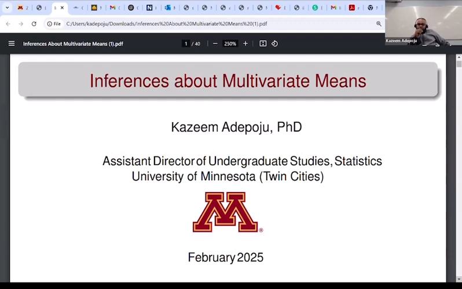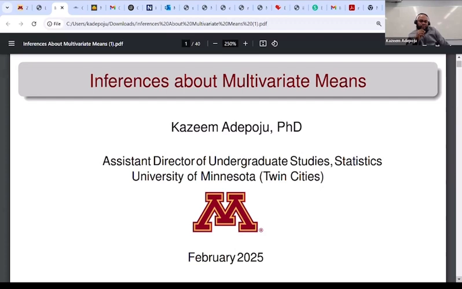Of course, this particular topic will not feature in midterm one. What is going to feature in midterm one is what we did all the way to Monday. So what we are starting today is not going to be part of midterm one. I want to welcome you once again to our new topic, inferences about multivariate means.